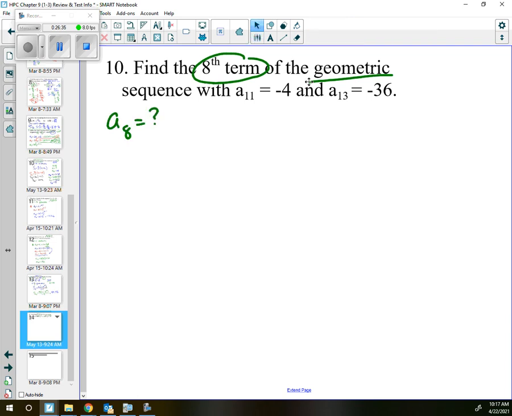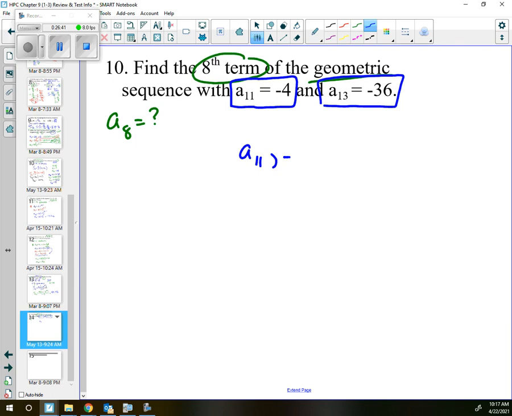And they're going to give you some information about the sequence. They're giving you a_11 and they're giving you a_13. So I have a_11. I don't know a_12. Oopsies, I'm going to write it like this.